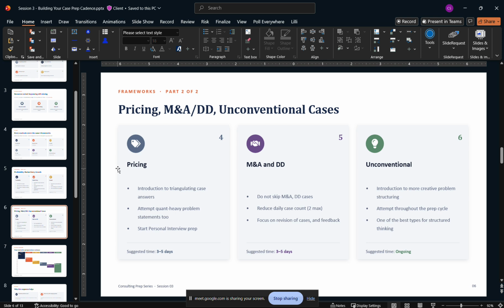So if you're starting to do your prep, I highly recommend do profitability, do market entry. But once you're feeling slightly comfortable, start doing unconventional. This is where it really gets tested. Any questions on this? Any reactions?